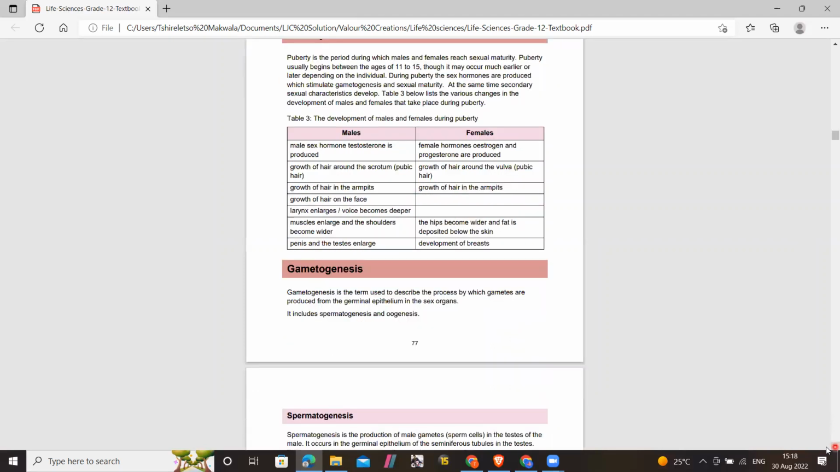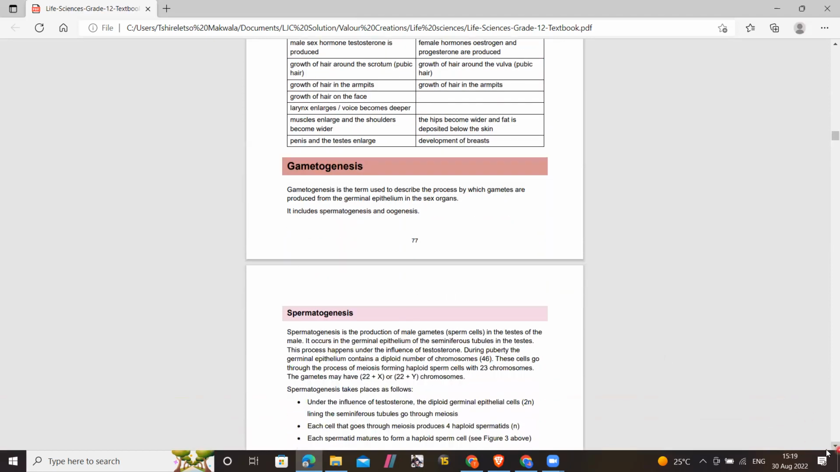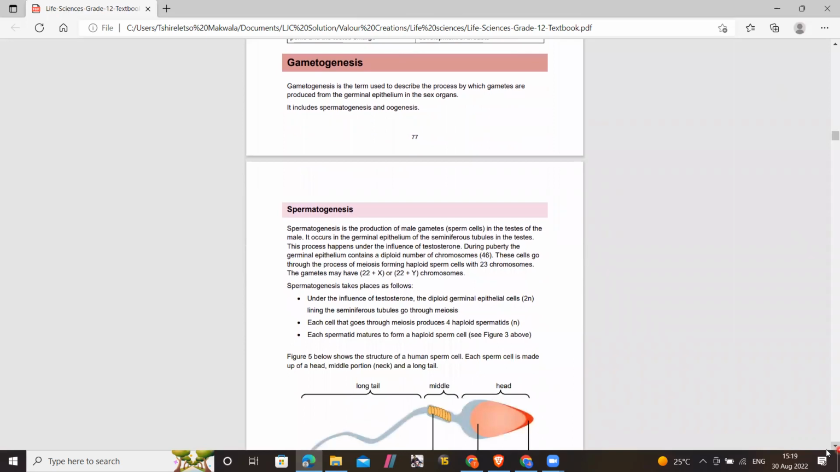Here it's called gametogenesis. Genesis means production. So when they say gametogenesis, it just means production of gametes, right? And it includes spermatogenesis and oogenesis. Spermatogenesis, obviously, is the generation of sperm, the production of sperm. And oogenesis basically is the production of the egg cell, right? So we start with the production of the sperm.